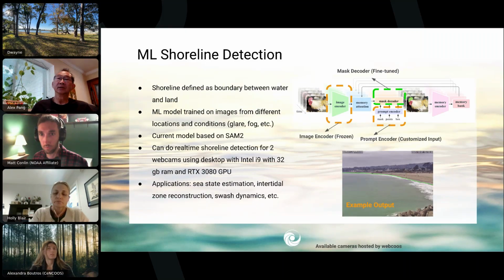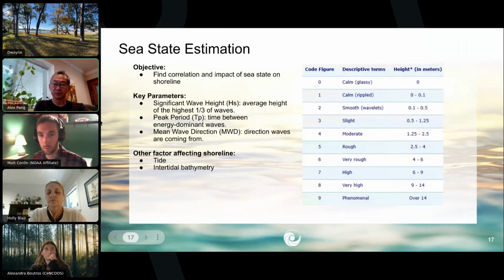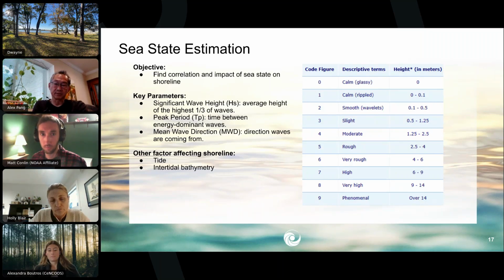Anyway, next slide. One of the applications of real-time shoreline detection is that you could estimate the sea state. Rather than having the camera point at the ocean and look at the heights of the waves and so on, some of the cameras on WebCOOS are pointed along the shore. So we could detect the shorelines, and then, based on the movement of the shoreline, go backwards and estimate what the sea state looks like. That's our hypothesis, to see if we could do that.